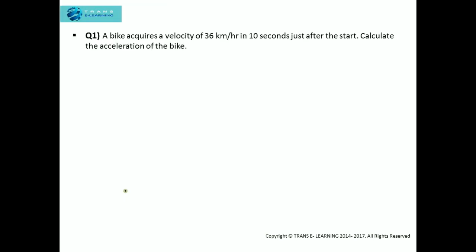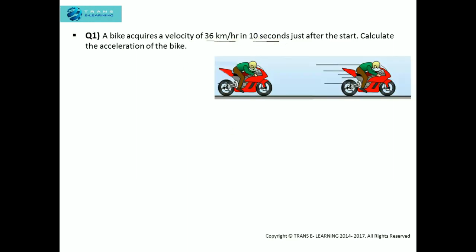The first question. A bike acquires a velocity of 36 km per hour in 10 seconds just after its start. You can see here a bike, and it acquires the velocity of 36 km per hour in 10 seconds. So that means the time is given as 10 seconds, and it acquires the velocity of 36 km per hour just after its start. So this velocity, which is 36 km per hour, is an initial velocity or the final velocity. How are we going to judge that?